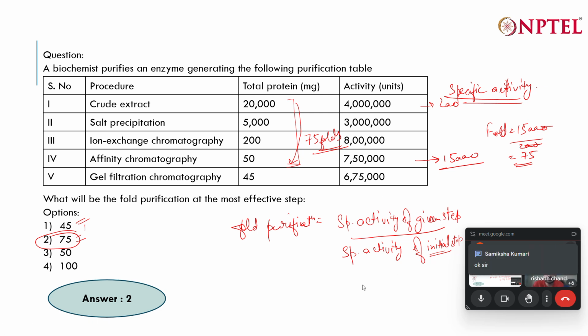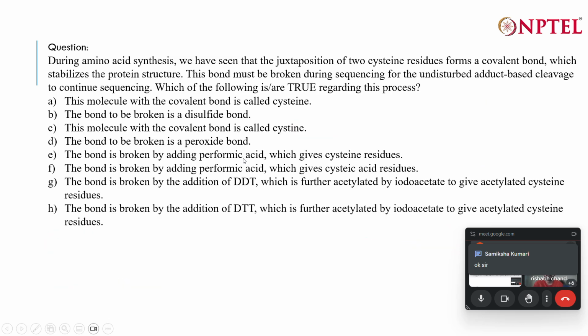Okay, so let's move on to the next question. During amino acid synthesis, we have seen the juxtaposition of two cysteine residues forms a covalent bond, which stabilizes the protein structure. This bond must be broken during sequencing for the undisturbed adduct based cleavage to continue sequencing. Which of the following is or are true regarding this process?